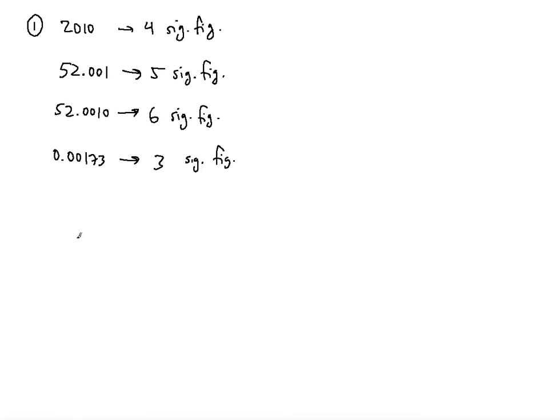Now if we take something like 0.4000, this would be 4 significant figures. Why? Because once again the zeros after the non-zero that precedes them are important, so 1, 2, 3, 4, and the 0 to the left of the non-zero is not important. It's not counted as a significant digit.